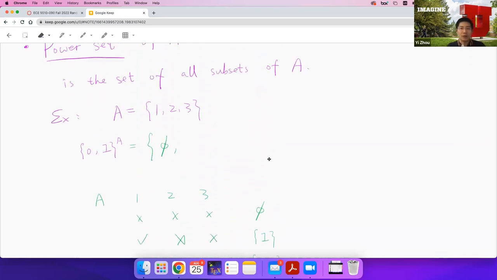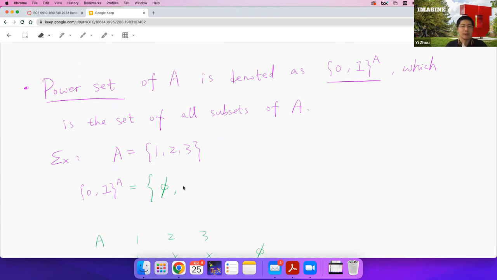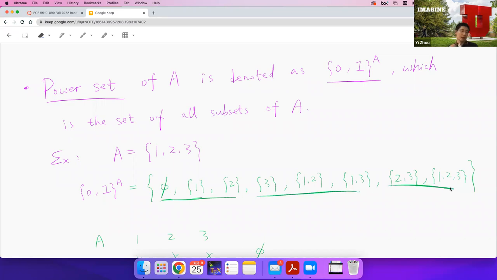So this is why we denote it as {0,1}^A. For every element in A, {0,1} means 2 choices, right? So this power set has 2 to the power of |A| elements. Every element is a subset of A. So going over all the combinations, this is the power set of A. Basically, every single element in this power set is a subset of A. So there are in total 8 elements. It's 2 to the power of 3. 1, 2, 3, 4, 5, 6, 7, 8, 8 elements.